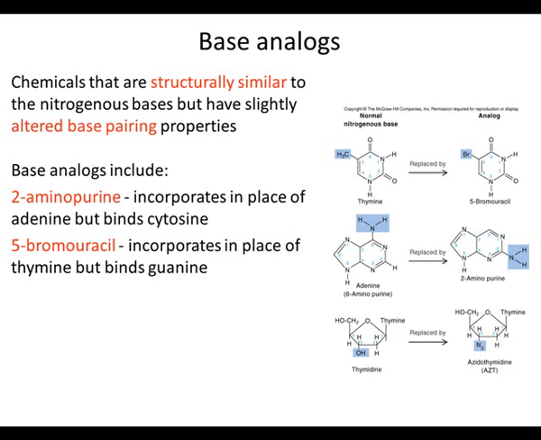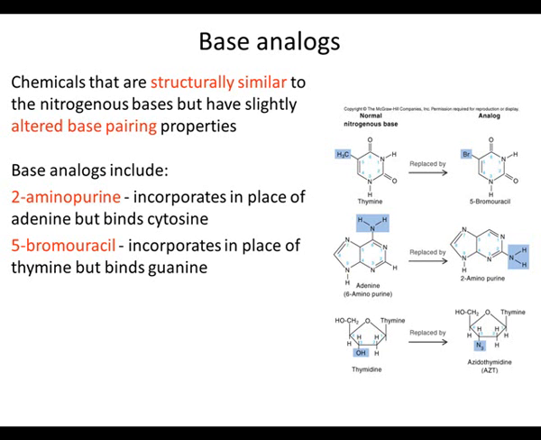Okay, so here's an example. Here, you have a normal base, and bromouracil is a chemical that looks a lot like thymine, but instead of base pairing with an A, it base pairs with a G. So 5-bromouracil, if it was added to a culture, would get incorporated into the DNA, and it has a higher chance of base pairing with the wrong base, and so you introduce a mistake. And the same thing can happen with 2-aminopurine. It changes the base pairing properties, and so it will also lead to mispairing.